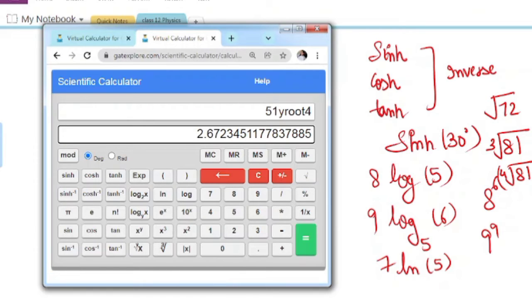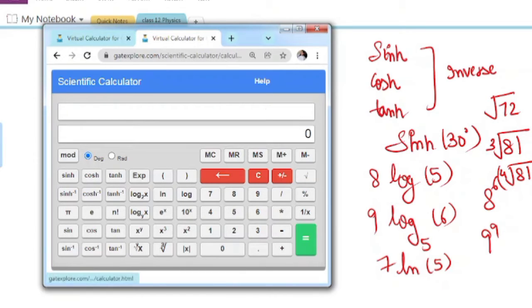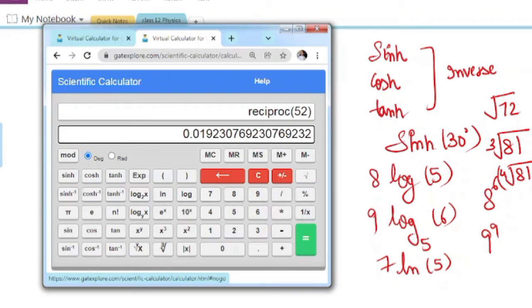Okay. And if you want to write down here, you have to find out the value of 1 by 52. So just write 52 here and use this key 1 by x. You get the value of 1 by 52.